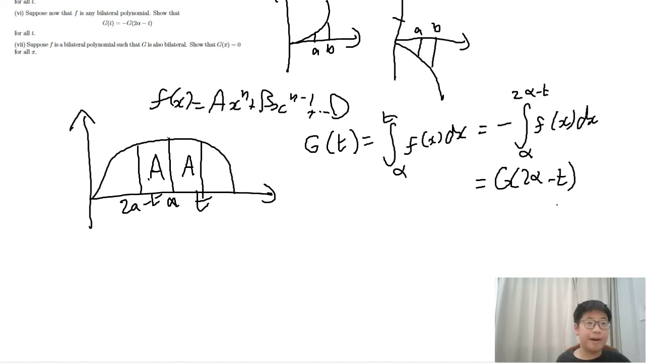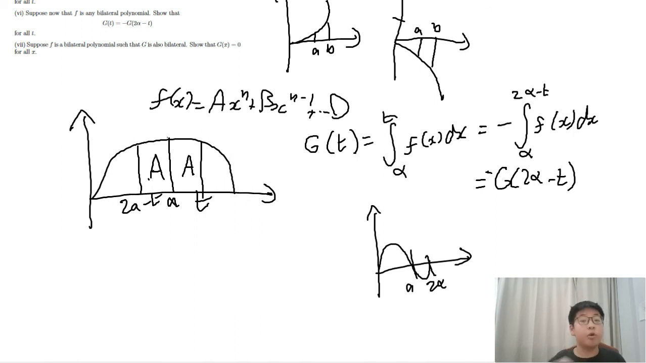Suppose f is a bilateral polynomial such that g is also bilateral. Well, there's only one function that can satisfy this. Before we go too much into it, keep in mind g should actually look like this, something like that. And this is alpha, and this is 2 alpha. So sorry about my not-to-scale drawings.